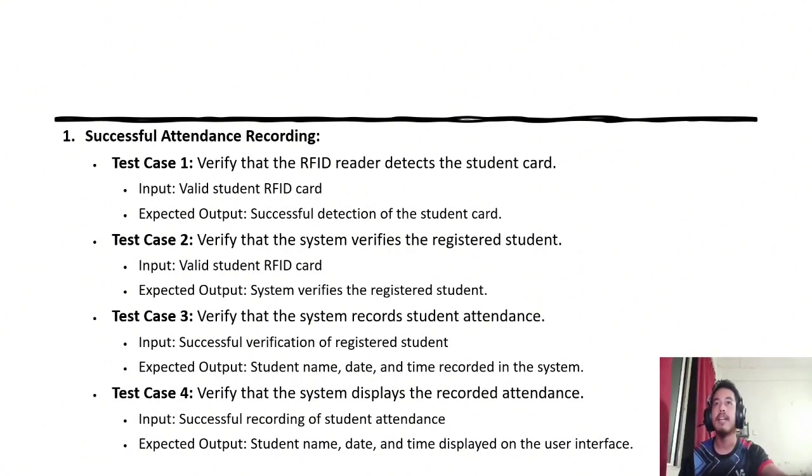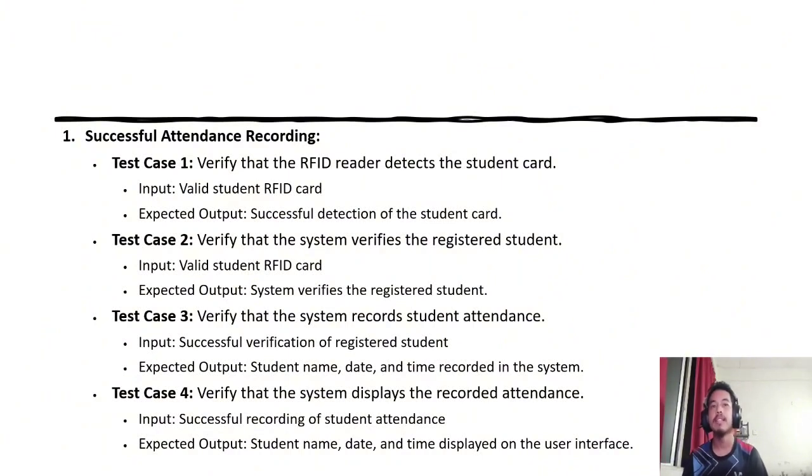Test case 2, verify that the system verifies the registered student. Input: valid student RFID card. Expected output: system verifies the registered student. Test case 3, verify that the system records student attendance. Input: successful verification of registered student. Expected output: student name, date and time recorded in the system.